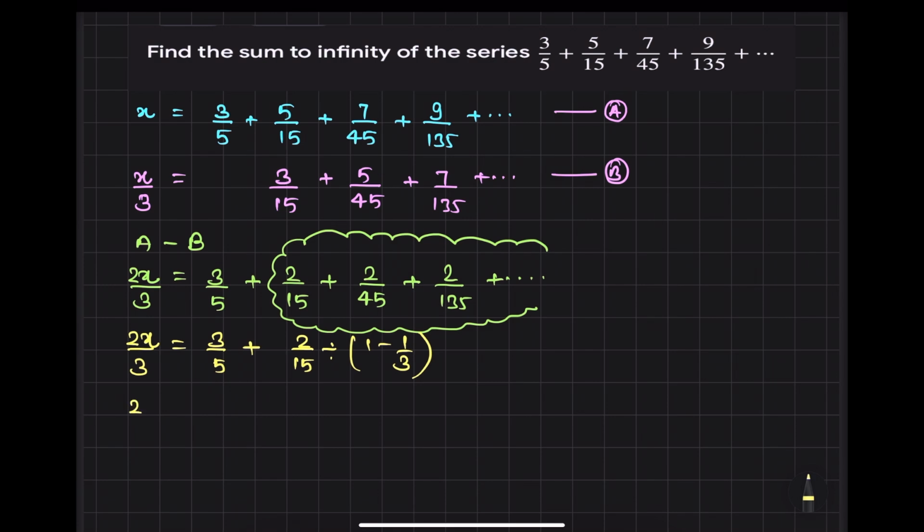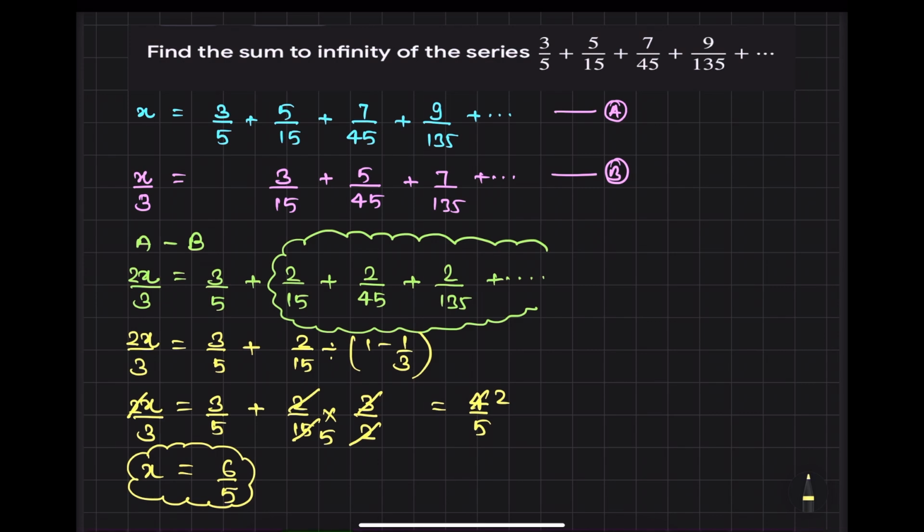Now simplify things. So we got 2x by 3 equals 3 by 5 plus 2 by 15 multiplied by 3 by 2. Now you can simplify this thing, 5. So 1 by 5, 3 by 5 plus 1 by 5 is 4 by 5. This thing is gone. So can I write x equals 6 by 5? Therefore the value of x is 6 by 5.